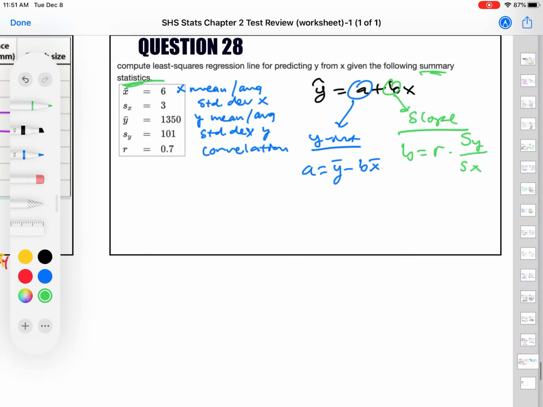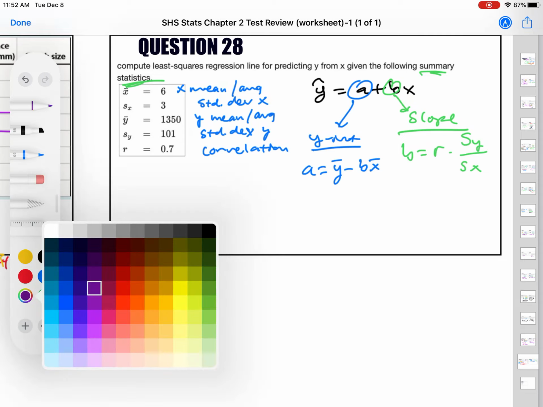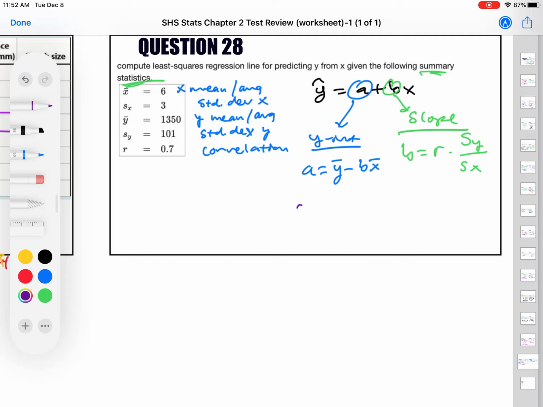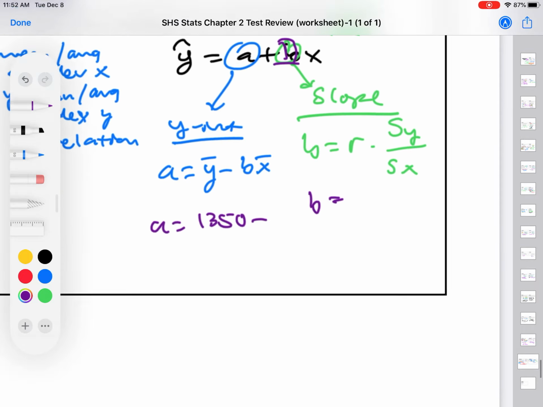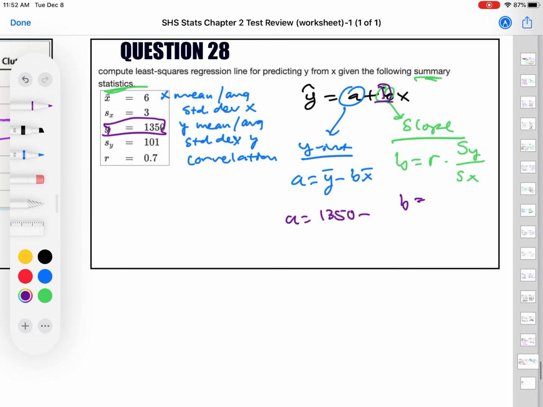Okay? All right, so let's go ahead and compute this one. A equals y bar, which is 1350, minus the b value. Okay, what is the b value? Well, it's up here, so I need to calculate slope first. My r value, which is 0.7, times standard deviation of y, which is 101, over standard deviation of x, which is 3. If you put that in your calculator, you will get 23.56. That's repeating. It's okay.